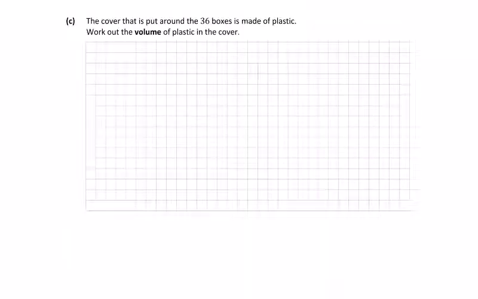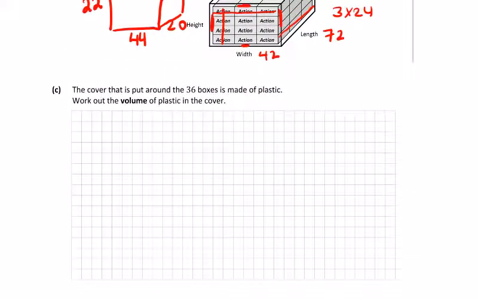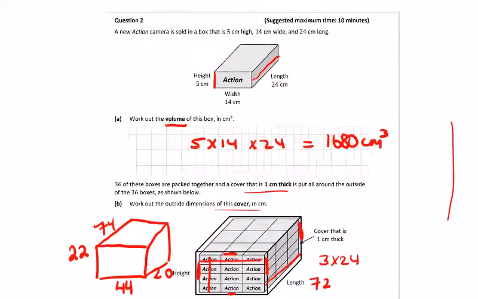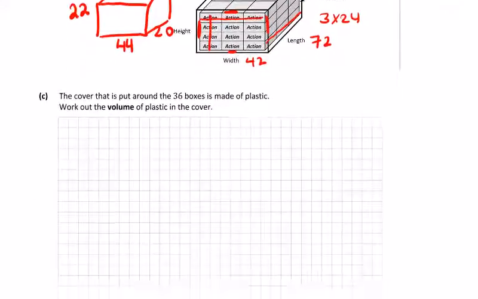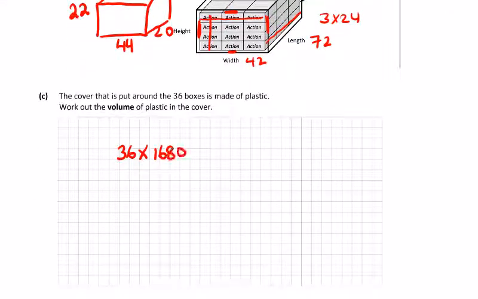In part C, we're told the cover that's put around the 36 boxes is made of plastic, and we have to work out the volume of plastic. So what have we got here? How many boxes? 36, wasn't it? 36 boxes at 1680. So 36 boxes at 1680 is the volume inside the plastic. 36 by 1680 is 60,480. That's what the boxes are.